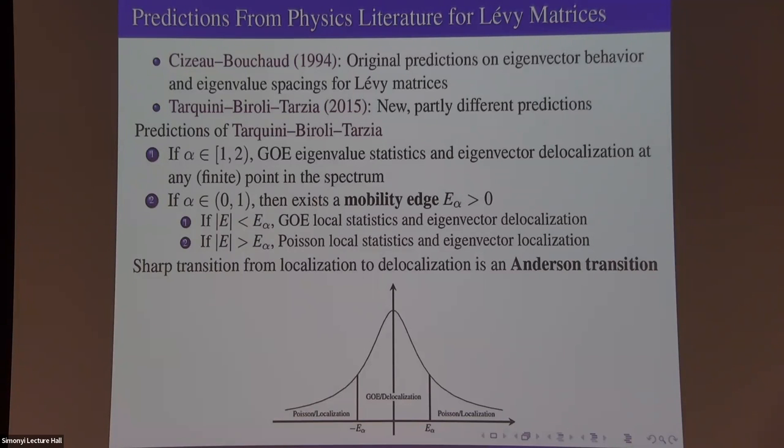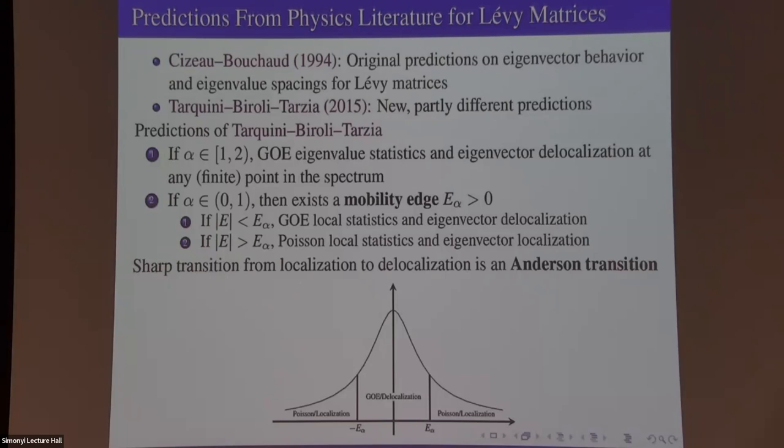Now, more interestingly, if alpha is less than one, when your entries have infinite mean and not only infinite variance, then you should see what's sometimes known as a mobility edge or an Anderson transition. It's a point E_alpha in the spectrum, so that if I pick a point E bounded between minus E_alpha and E_alpha, then level spacings between eigenvalues there should have GOE statistics. And if I take any eigenvector whose eigenvalue is again in this range between minus E_alpha and E_alpha, then that eigenvector should be flat. It should be delocalized.